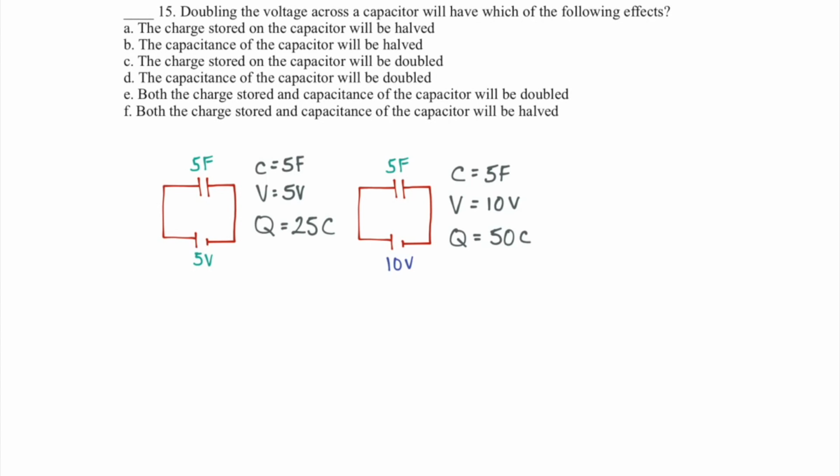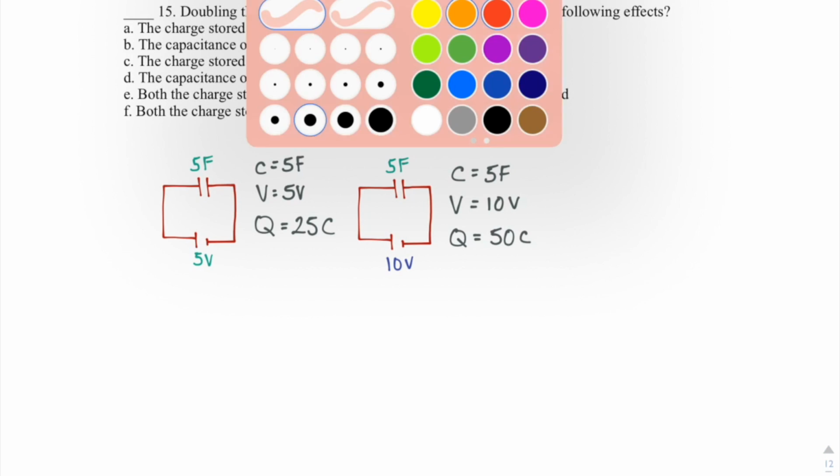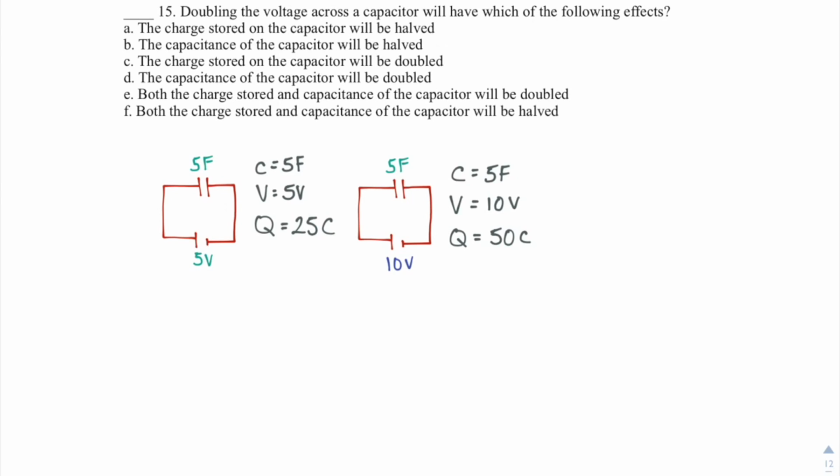Doubling the voltage across a capacitor will have which of the following effects? So you just said, once the capacitor has been physically created, once you've chosen the dielectric constant, the distance between the plates, the area, then the capacitance will not be changed by the voltage. So that means we can cross out some stuff right away. Let me get the red highlighter out. Anything with capacitance would not change. So B is out, and D is out, and then so are E and F because they both involve capacitance.